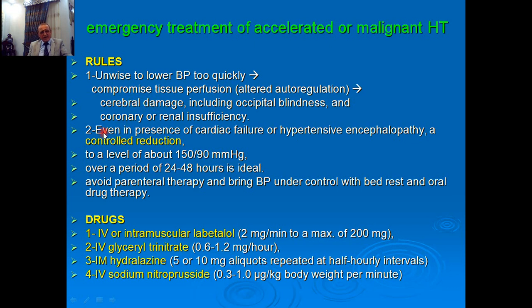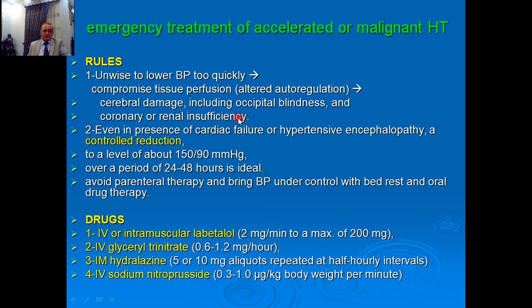And this is a strange thing in your textbook. Read it 10 times and you cannot believe it. Even in the presence of cardiac failure or hypertensive encephalopathy, a controlled reduction to a level of 150 over 90, not to 130, over a period, although this is an exaggeration, of 24 hours, in a matter of hours, it's equal, and you can avoid parenteral treatment.